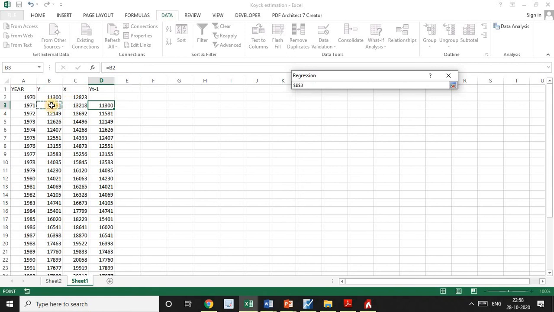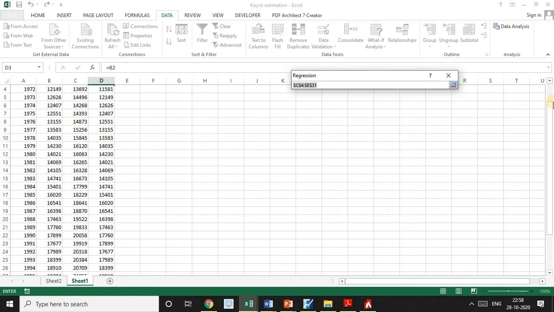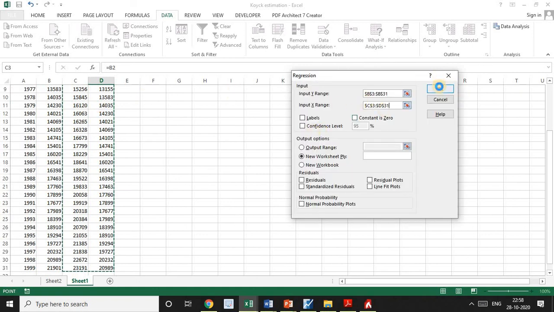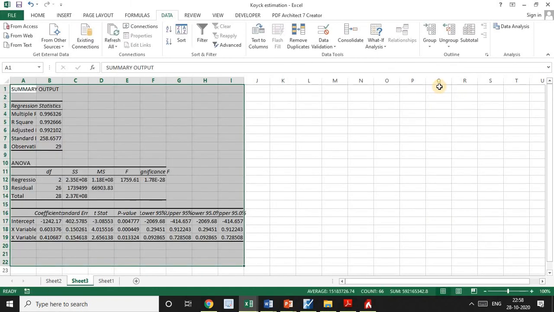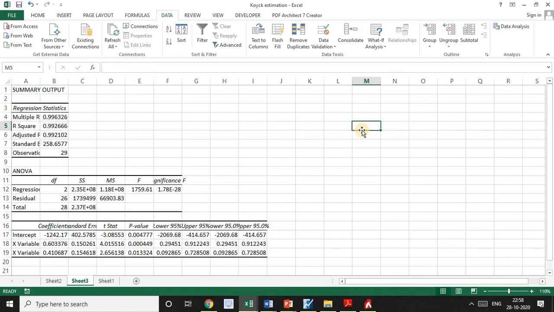This is your y variable, and this is your x variable. Label is not there. Click OK. Now we have got the result. So what is this intercept? This is the intercept.